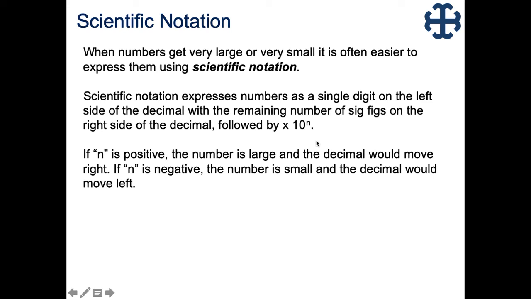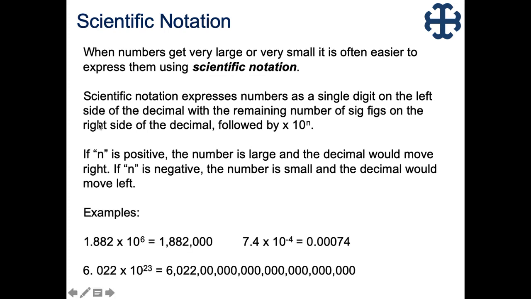Okay? If n is a positive number, that means that the number in scientific notation is large and that the decimal would move to the right. If n is negative, it does not mean our number is negative, it just means that the number is very small and our decimal would move to the left. So some examples here, say 1.882 times 10 to the 6th, that is the same thing as 1,882,000. Okay?